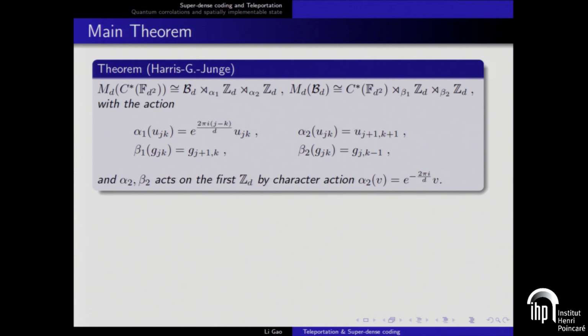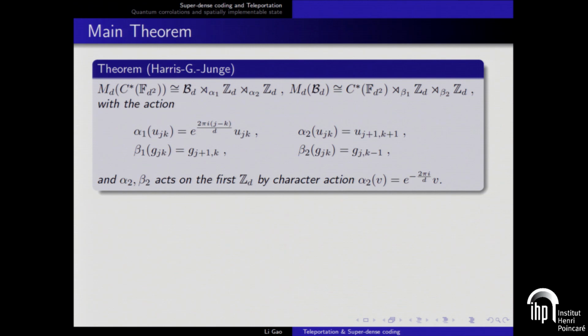So what we have as our main result is a more explicit expression related to these two C-star algebras. The matrix algebra over the C-star algebra of F_D squared is isomorphic to an iterated cross product of the Brown algebra by the group Z_D. And on the other side, the matrix level of the Brown algebra is isomorphic to the iterated cross product of the C-star algebra of S_D squared, again by two copies of Z_D.